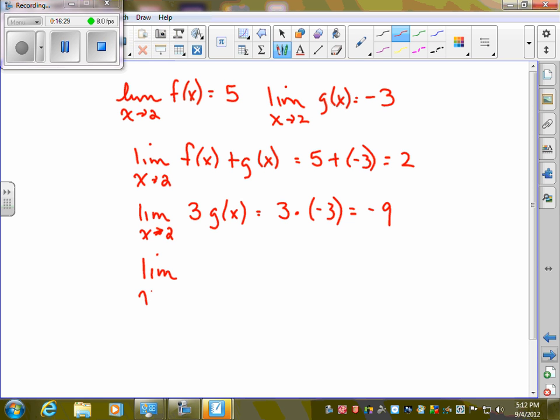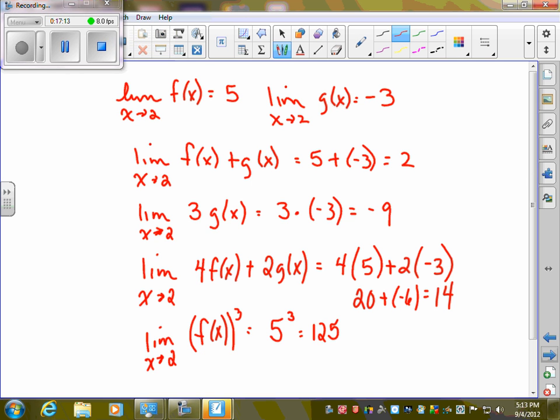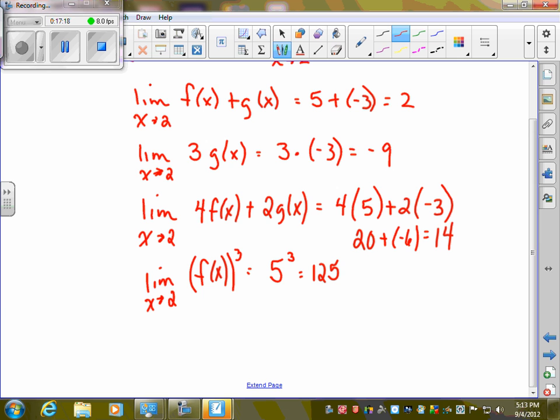How about the limit as x approaches 2 for, let's say, 4f of x plus 2g of x? So now we're combining the sum and the constant multiple rules. So we do 4 times f of x, 4 times 5, plus 2 times g of x, 2 times negative 3. So I get 20 plus negative 6, which would be 14. And the limit as x approaches, let's say, 2 for f of x cubed would just be 5 cubed, which is 125.